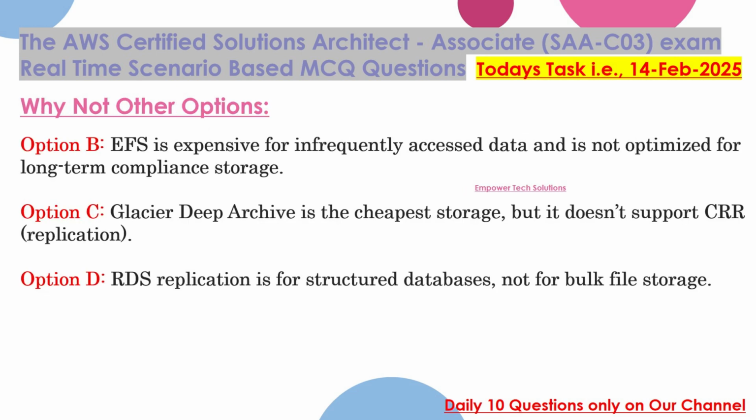Why not other options? Option B. EFS is expensive for infrequently accessed data and is not optimized for long-term compliance storage. Option C. Glacier Deep Archive is the cheapest storage, but it doesn't support CRR replication. Option D. RDS replication is for structured databases, not for bulk file storage.